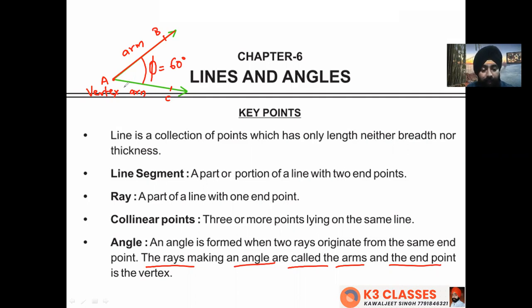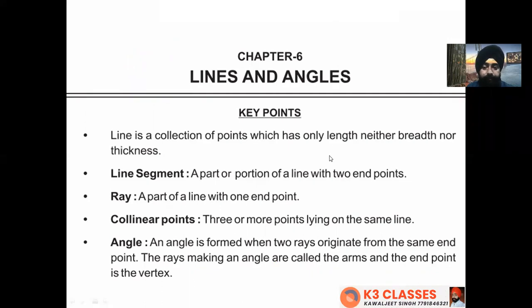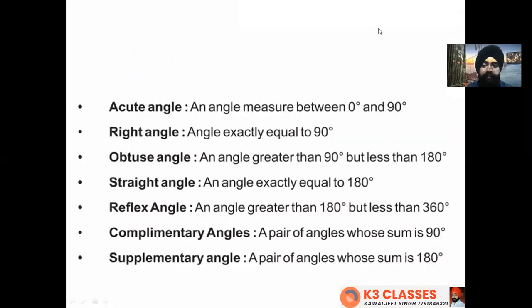On the basis of this measurement, the angles have been classified into different categories. Let us discuss those categories one by one. First of all, we will discuss the categories of angles. They are named acute angle, right angle, obtuse angle, straight angle, reflex angle, complementary angle, and supplementary angle. Now we have to discuss them one by one.